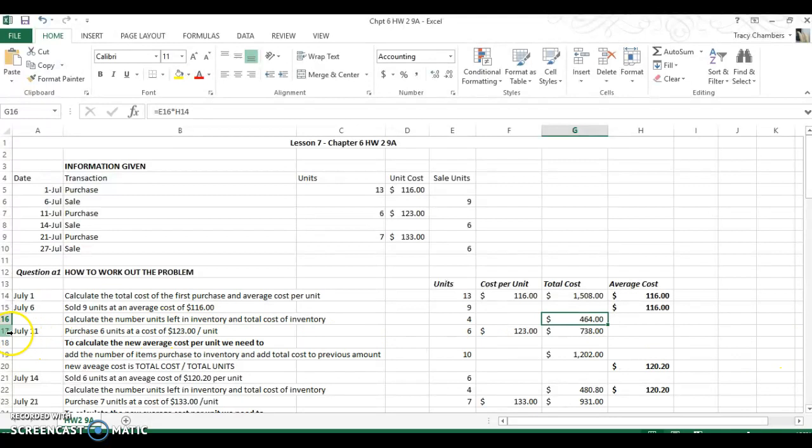On July 11th, we purchased 6 units at a cost of $123 per unit. 6 units, $123 per unit, gives us a total cost of $738. To calculate the new average cost per unit, what we have to do is add the number of items purchased to the inventory we had on hand and add the total cost to the previous amount. So right here we have 10 units total. We had 4. We purchased 6. We now have 10.